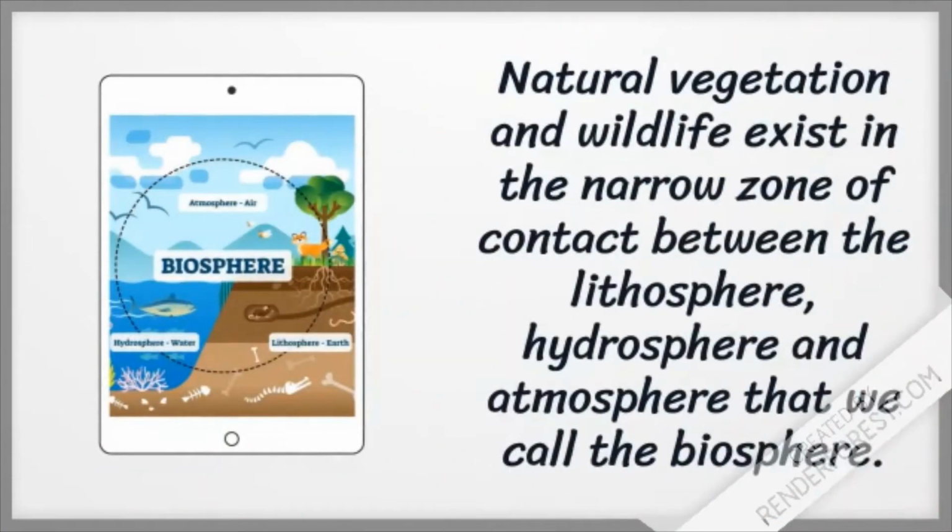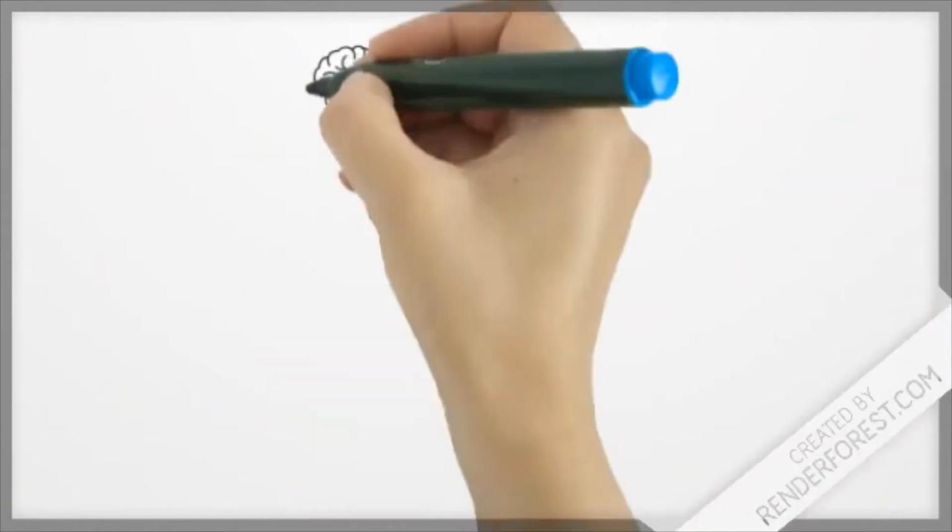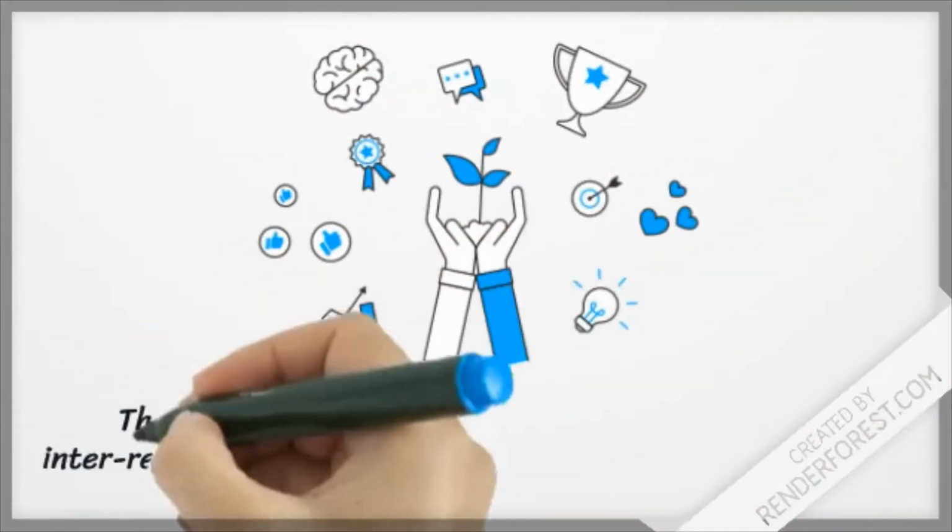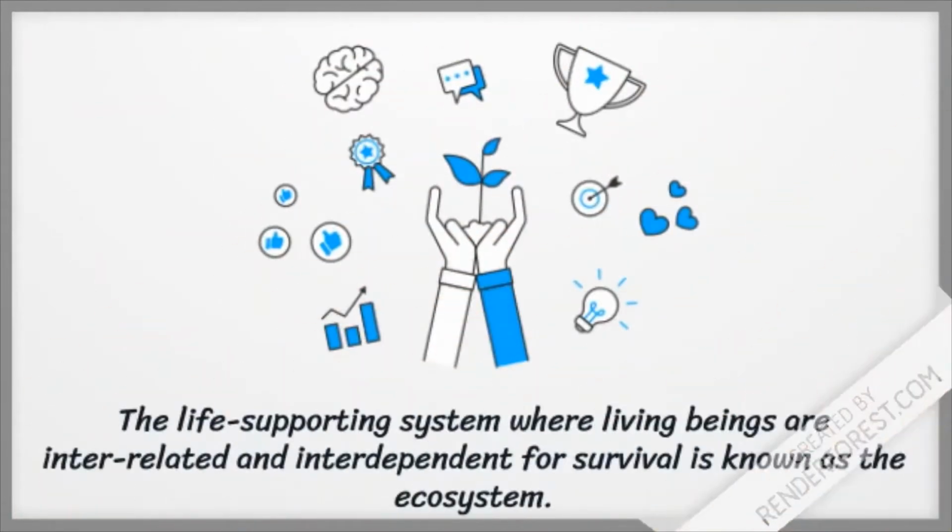Natural vegetation and wildlife exist in the narrow zone of contact between the lithosphere, hydrosphere, and atmosphere that we call the biosphere. The life-supporting system where living beings are interrelated and interdependent for survival is known as the ecosystem.